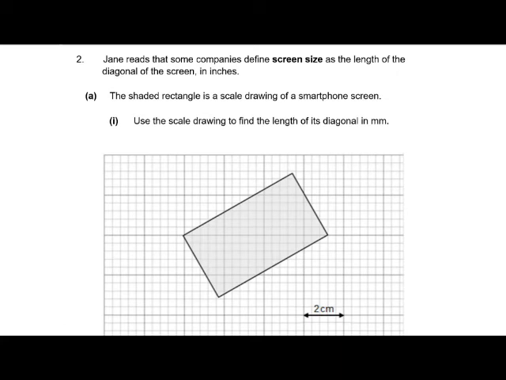Question 2. Jane reads that some companies define screen size as the length of the diagonal of the screen in inches. The shaded rectangle is a scale drawing of a smartphone screen. Use the scale drawing to find out the length of its diagonal in millimeters.